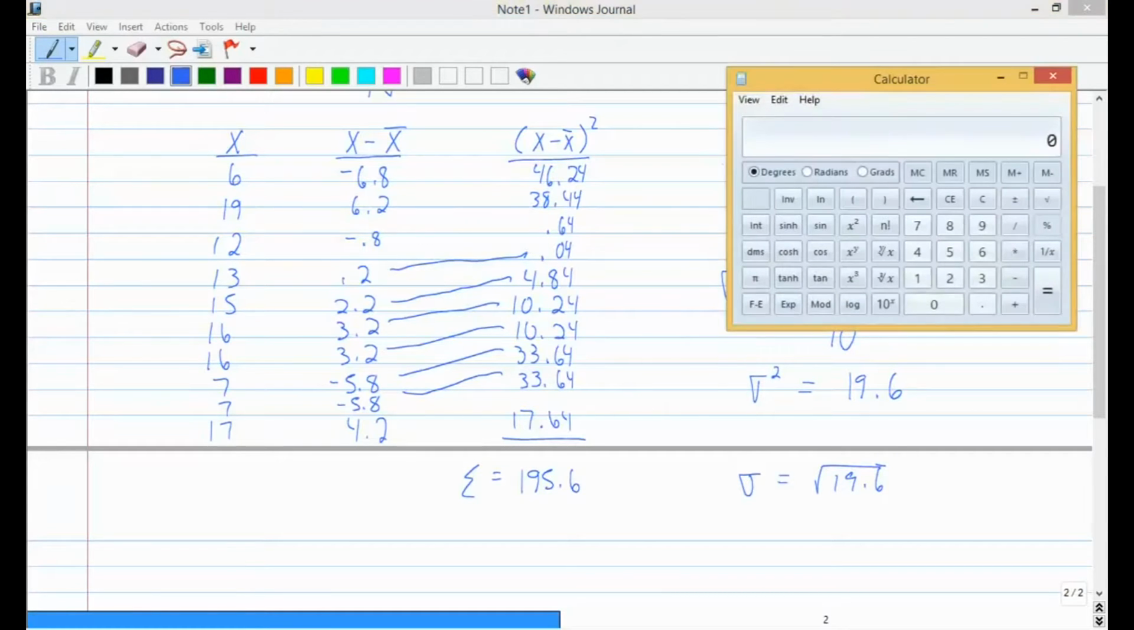Okay. So 19.6. We'll take the square root of that. And I want to round to one place again. That's the rounding rules, because you do one more than the original set of data. So that's 4.4.